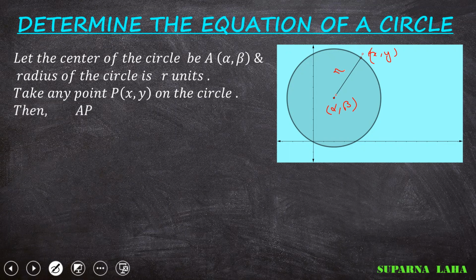So you can write that AP is equal to R, since the distance from A to P is the radius, that is equal to R. So AP square, I can write as R square. Now AP square is what? The distance between these 2 points x comma y and alpha comma beta, its square. So we can write AP square is x minus alpha the whole square plus y minus beta the whole square, according to the distance formula, is equal to R square.